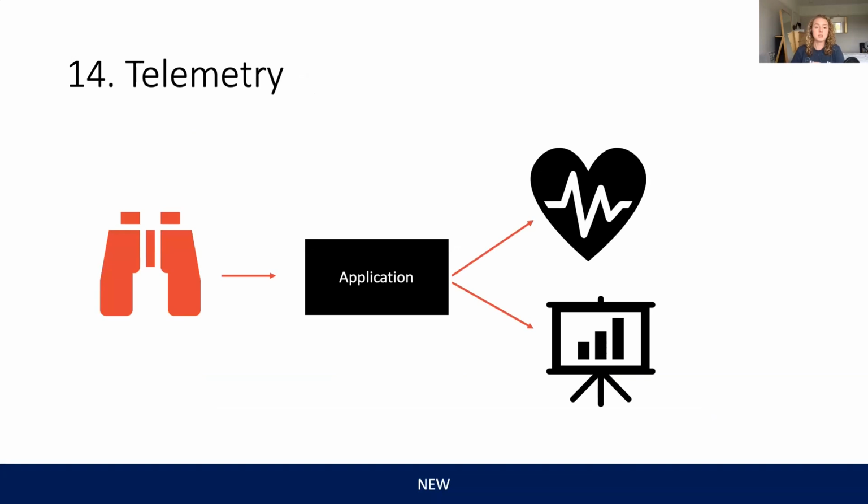Number 14, this is one of the newer ones. So we're getting towards the end of our factors here. This is telemetry. You might think, well, I've already heard of logging earlier in the presentation. That was already a factor. Why have we added telemetry here?